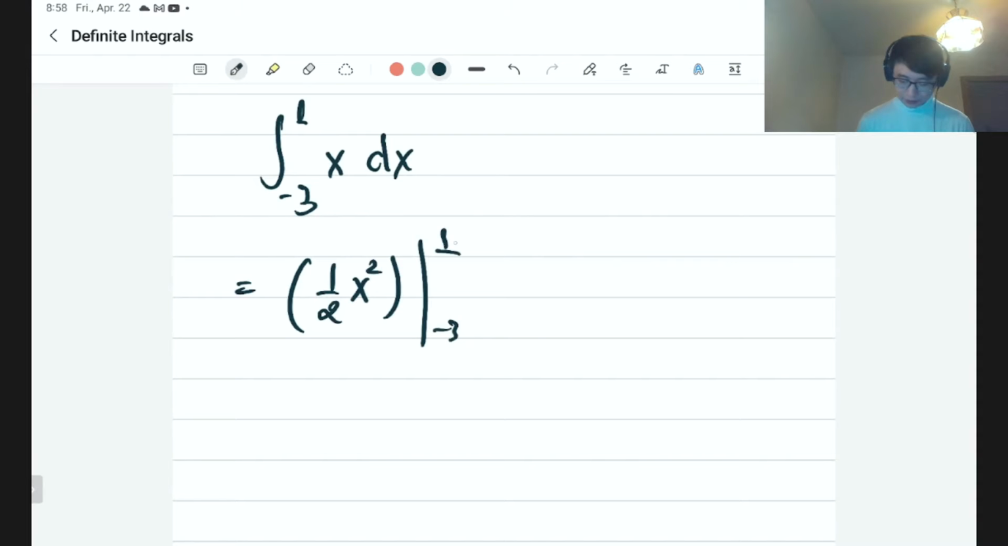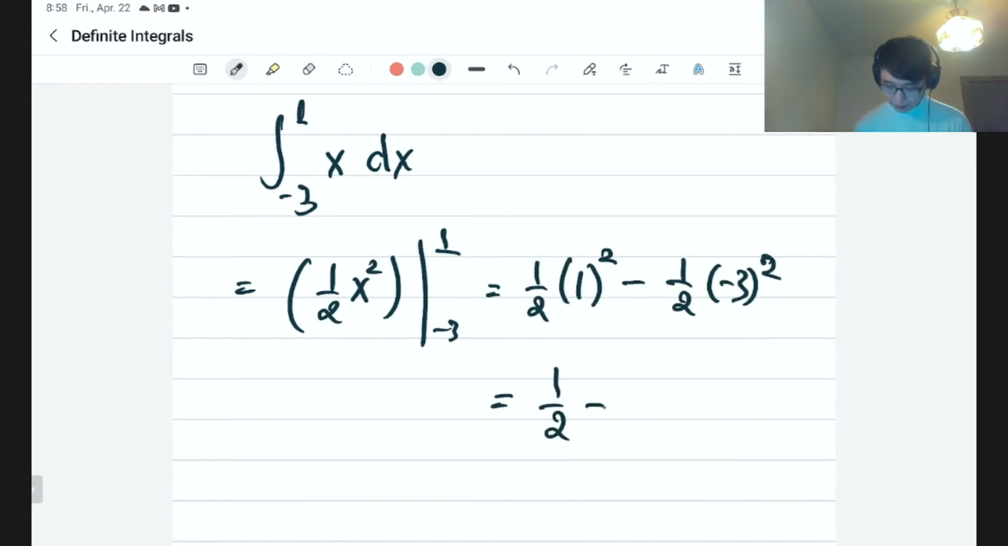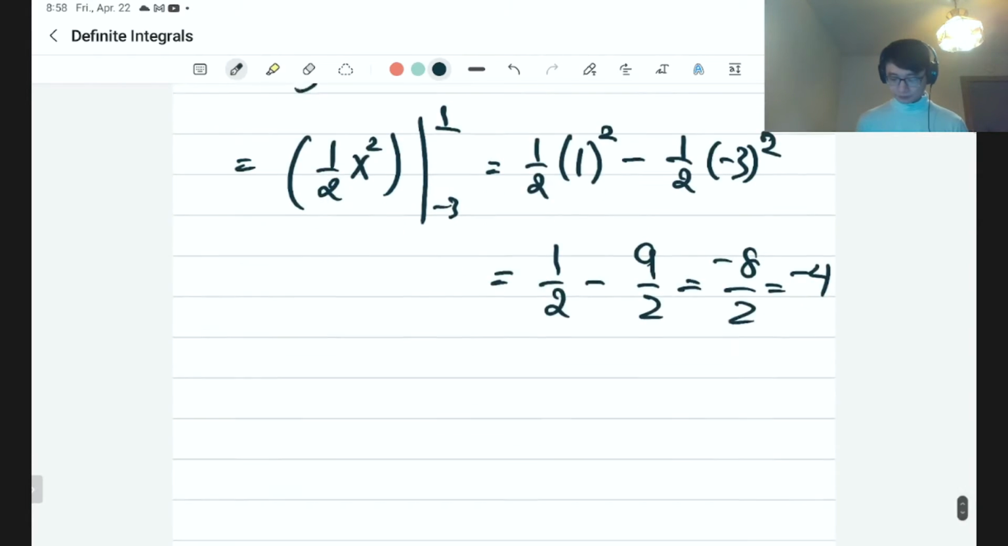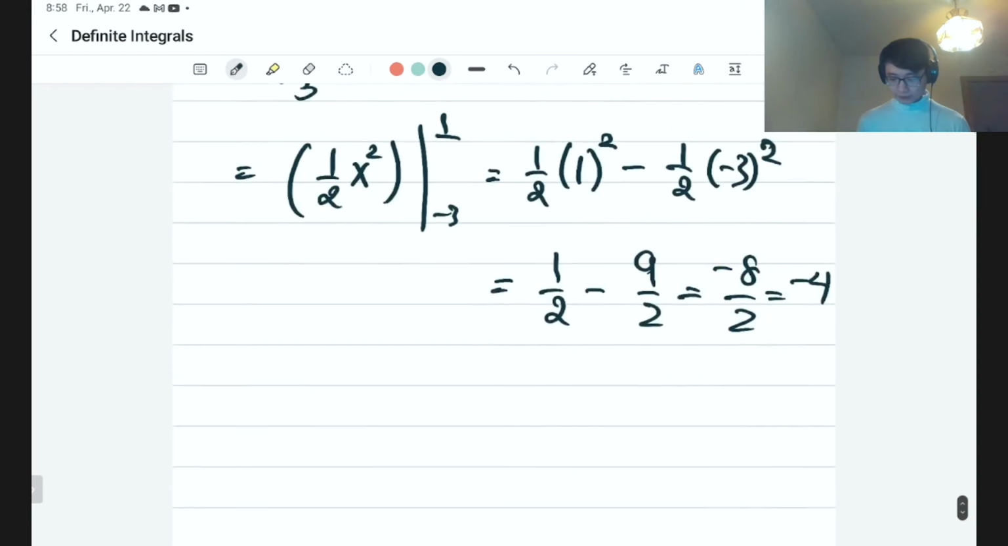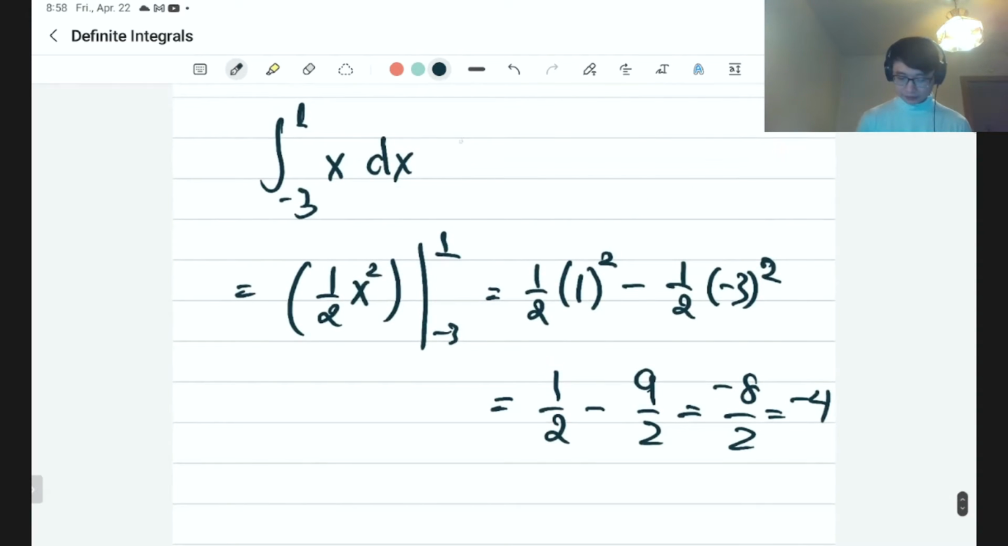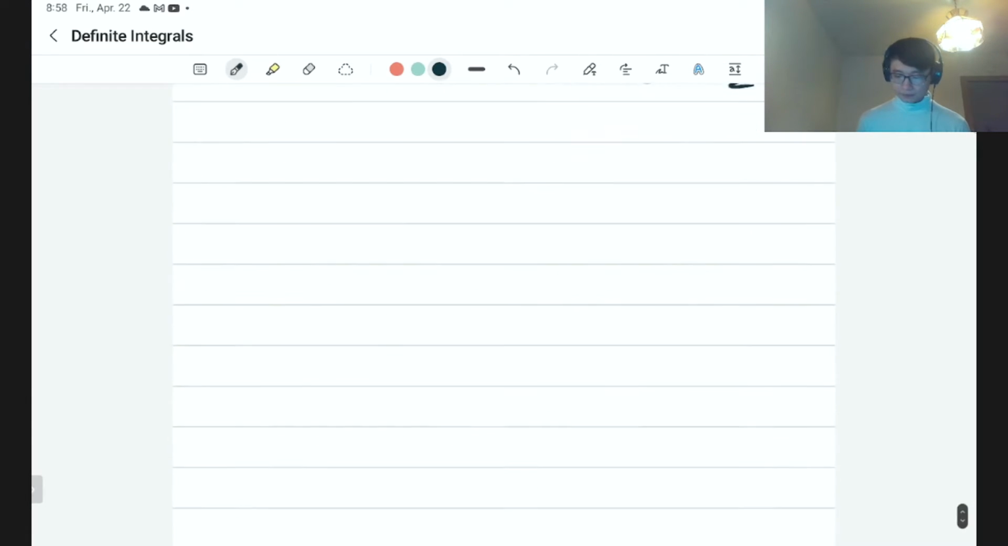-3 to 1. And that is equal to 1 over 2 times 1 squared minus 1 over 2 times -3 squared. Well, that's equal to 1 over 2 minus 9 over 2, which is -8 over 2. That means -4. All right, are we clear? So for this definite integral, the answer is -4.